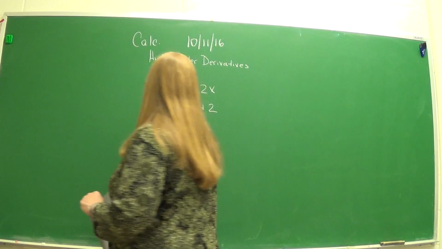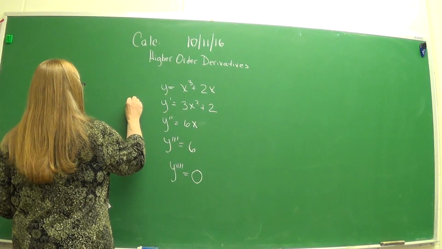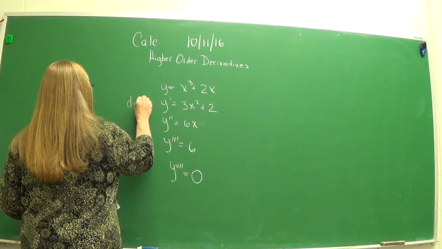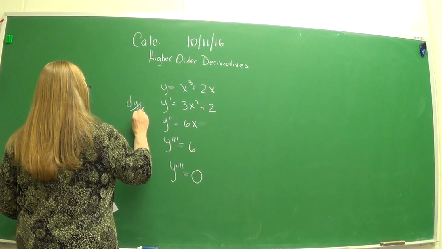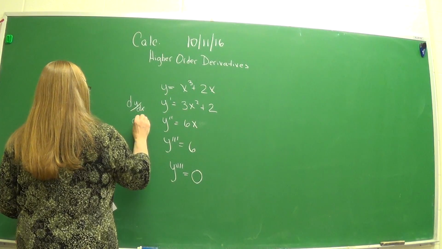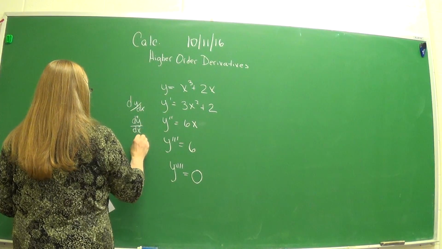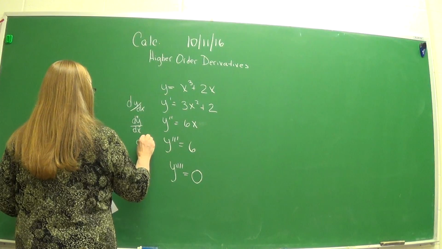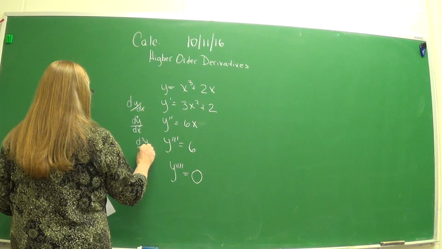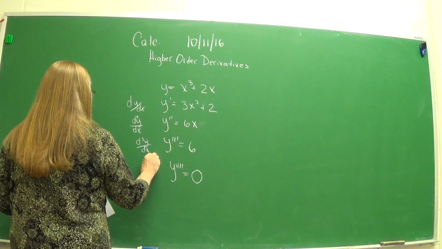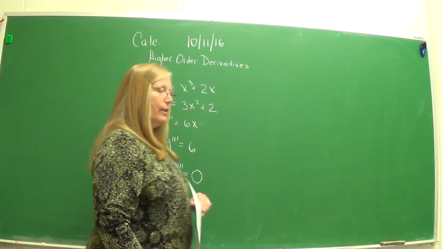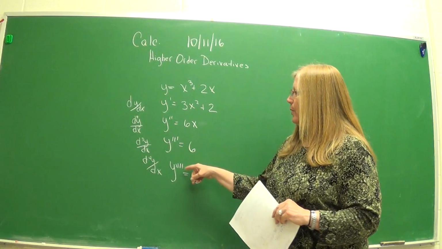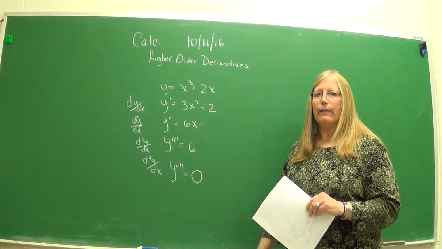Another way I can write that, well, we've seen dy/dx. I've seen d²y/dx², d³y/dx³, and d⁴y/dx⁴. And I've also seen these multiple primes for fourth, third, second, and first derivatives.